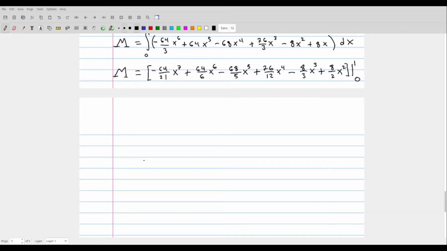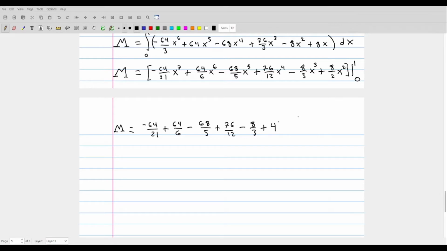So plugging into this expression will give us the following calculation, or the following sum. So we plug in 1 here, we'll get negative 64 over 21 times 1 to the 7th, plus 64 over 6 times 1 to the 6th, minus 68 over 5 times 1 to the 5th, plus 76 over 12 times 1 to the 4th, minus 8 thirds times 1 cubed, and then plus 8 over 2, times 1 squared, which is just 4.